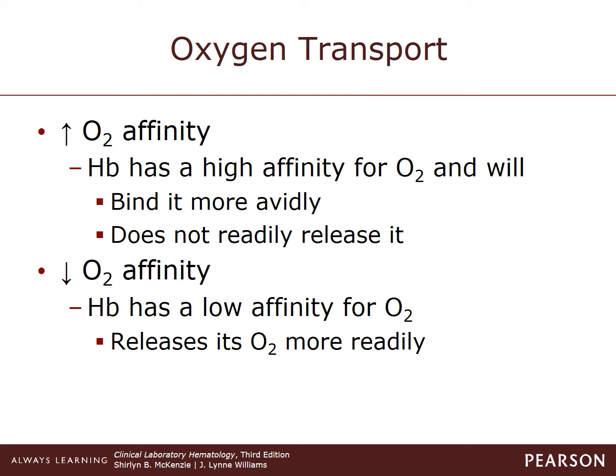The ease at which hemoglobin binds and releases is called the affinity for oxygen. So as the affinity for oxygen increases, hemoglobin has a higher ability to attach to oxygen and will bind. At this point, it does not release it easily. When there is a decreasing affinity for oxygen, usually at the tissues, oxygen is released from the hemoglobin molecule.